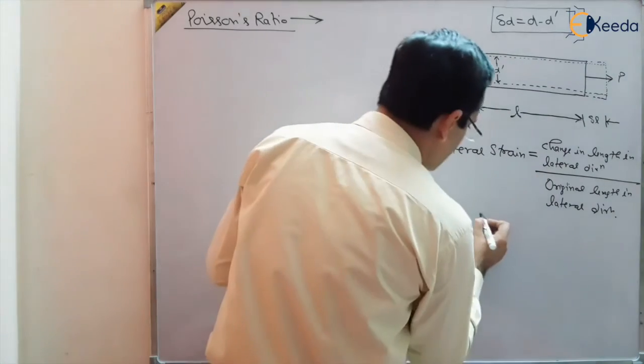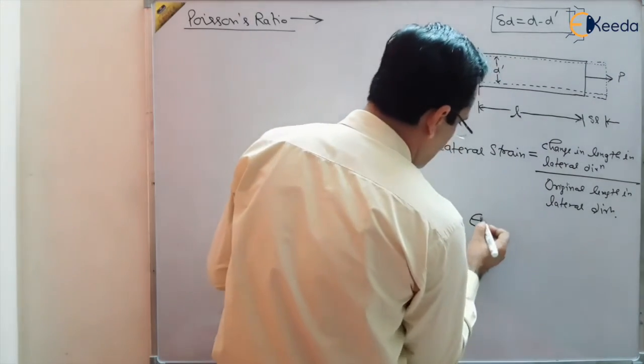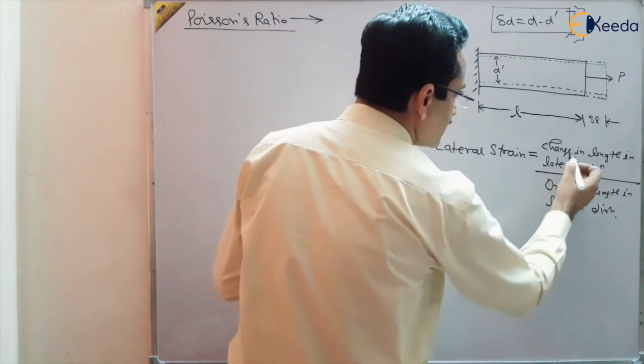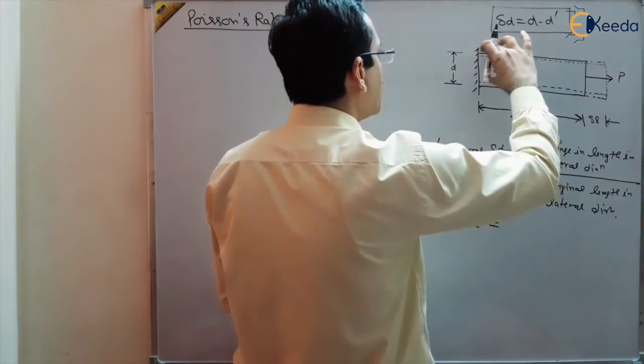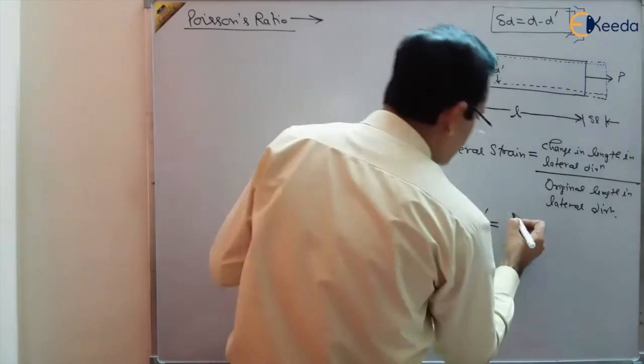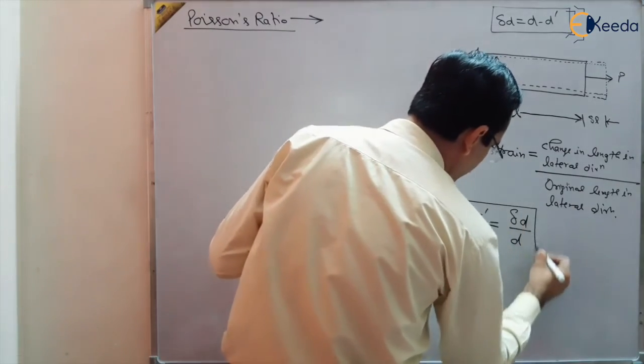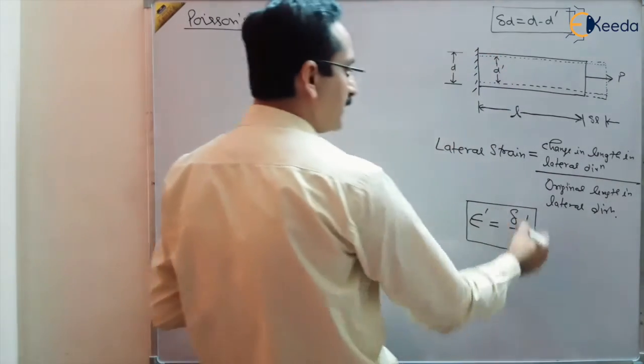So here lateral strain epsilon dash will be equal to change in length in lateral direction. Change in length is delta D because it is dia. So delta D upon the original dia of the body. This is the lateral strain.